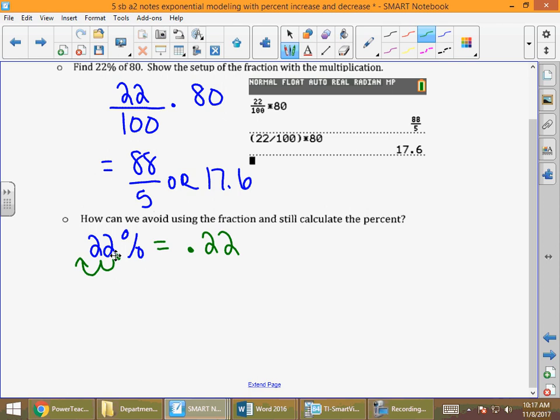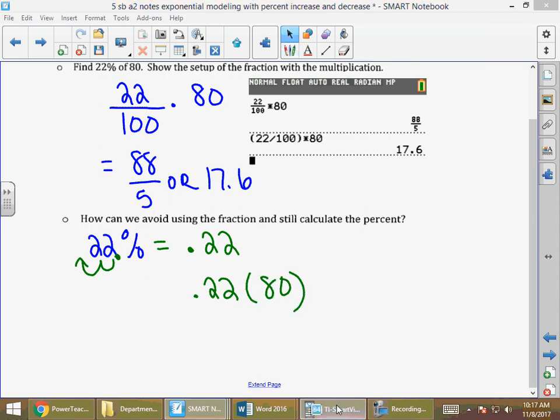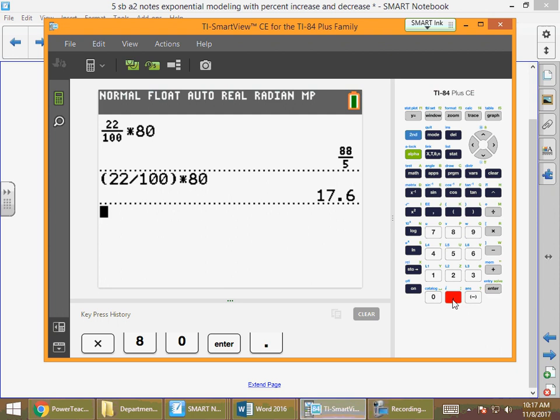Once we know that, how can we avoid using the fraction? We can convert it to a decimal, and then we calculate the percent. So it's 0.22 times 80. And once again, we already know what that equals. 0.22 times 80 should still give us 17.6.